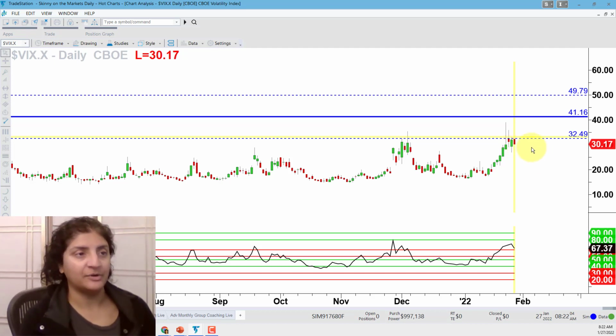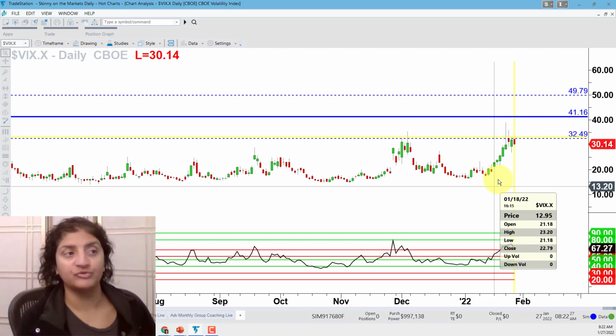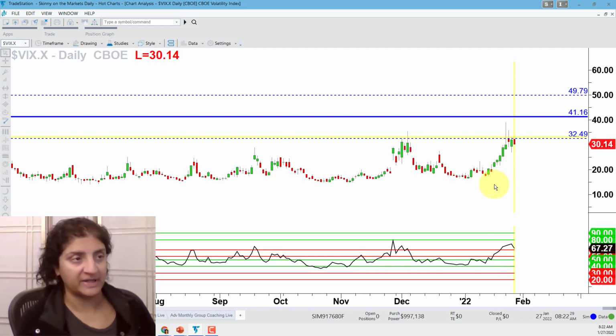So how do you navigate this? Well, right now, a couple things are important. Are we going to get a closing break above 32.49? That would suggest more upside on the VIX and downside in the market. If that occurs, you can see that my next upside target on the VIX is at 41.16. So I'm not necessarily expecting that if the market turns lower and the VIX turns higher, we're going to get a move that's really similar to what we just experienced, but it would be further downside.